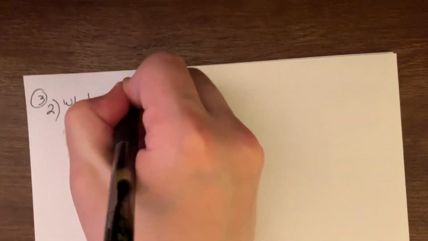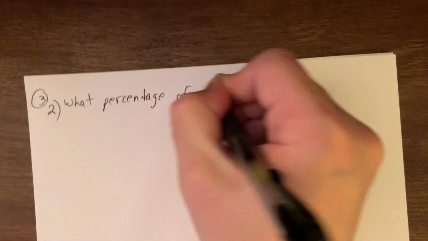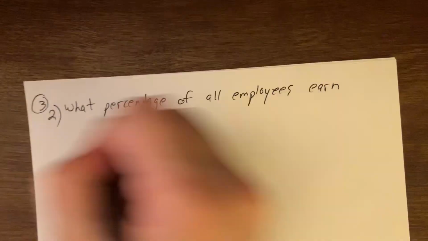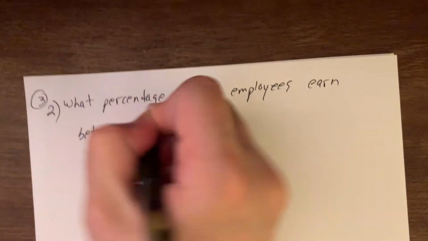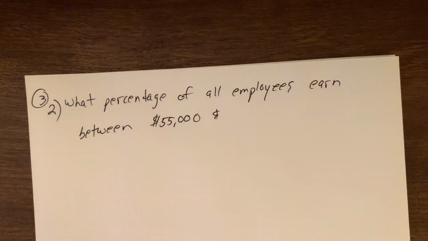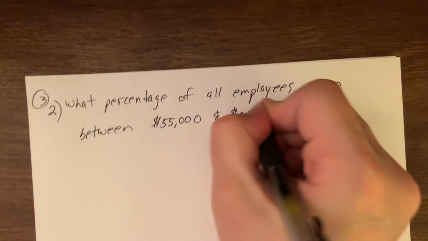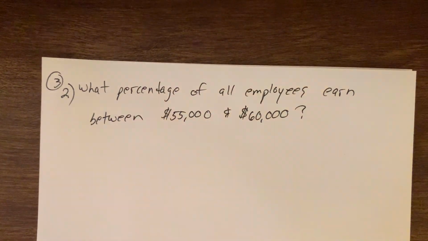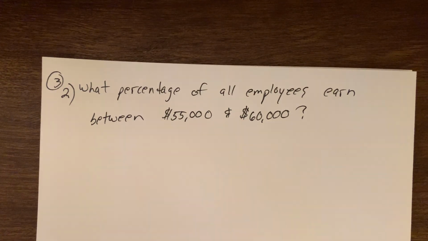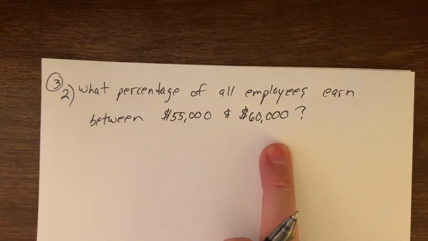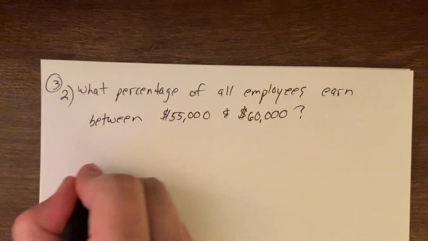What percentage of all employees earn between $55,000 and let's go up to $60,000. Being asked for a percentage, but with good practice, we realize, well, I'll find the probability and I'll convert that into the percentage. So first things first, finding the probability, my bell curve.